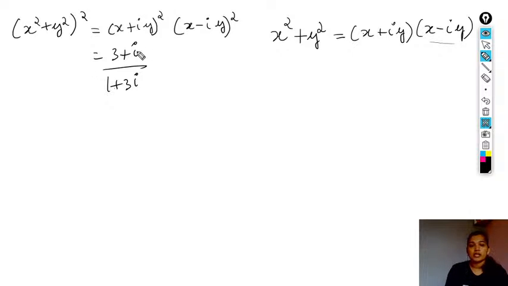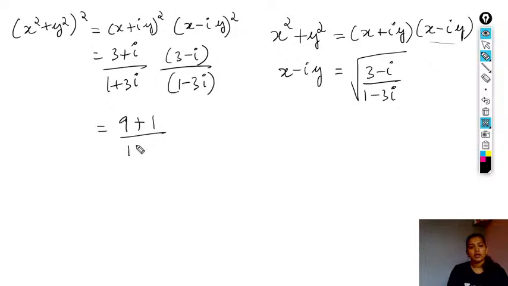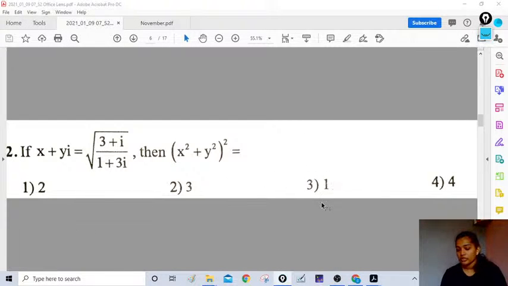So given x plus iota y value, right, we can get the conjugate x minus iota y. This will be root of 3 minus iota divided by 1 minus 3 times iota. So when you square this, you will have the value as 3 minus iota and 1 minus 3 times iota. So multiplying these factors, students, you will have this as 9 plus 1 divided by 1 plus 9, which is nothing but 10 by 10, and this value will be equal to 1. Yes, option number 3 is the correct answer for the given question here.